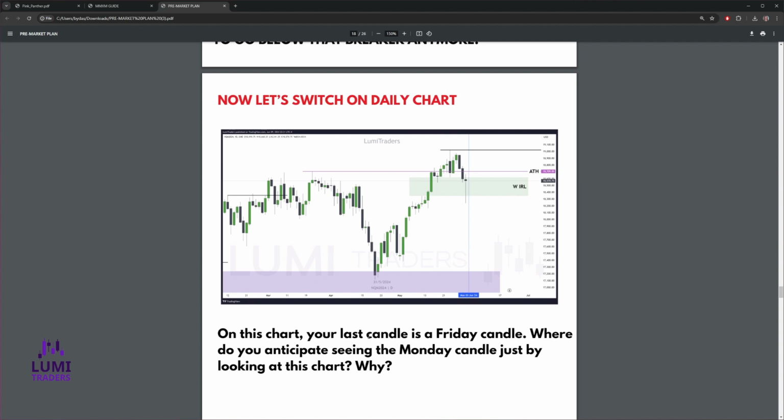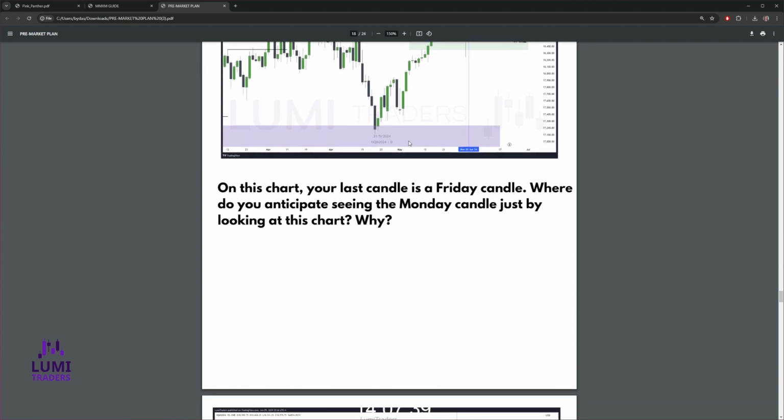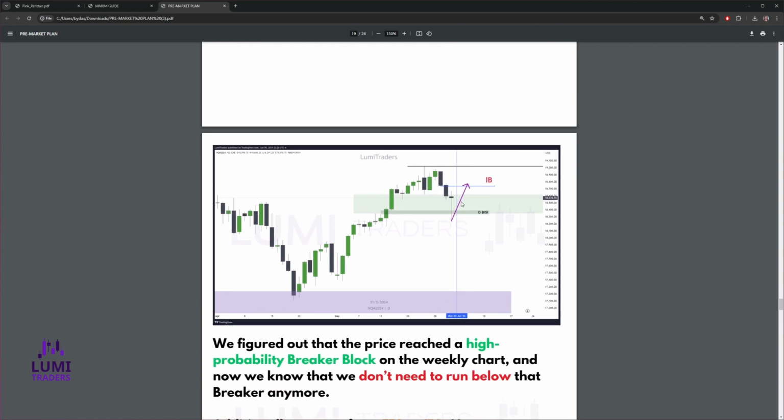Also, on this chart, your last candle is the Friday candle, by the way, just if you want to find this on your chart. This is my 31 daily chart, so this is the Friday candle. So where is the Monday candle going to be? Monday daily candle. Do we need to push higher or lower on Monday? We build our pre-market plan for Monday. We need to go here.